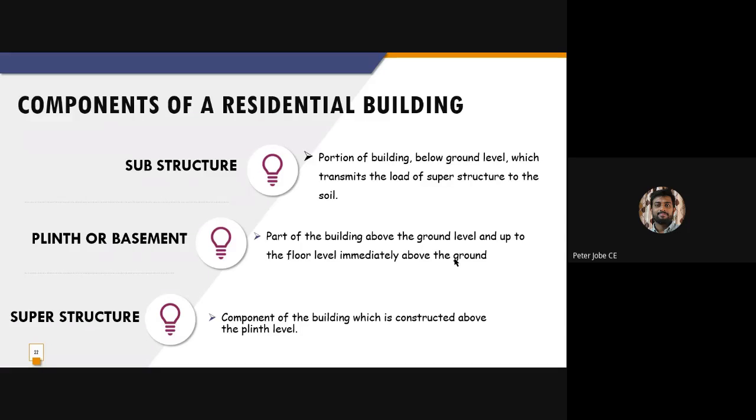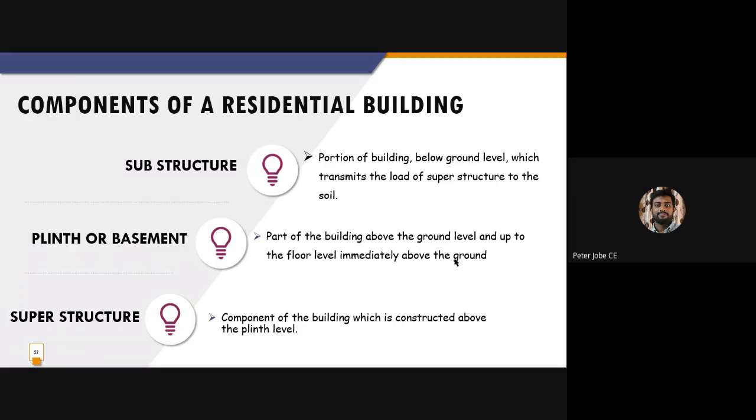If it is below the ground level, it's known as substructure, and if it is above the ground level but not including the walls, it's known as plinth or basement. The next is superstructure. Superstructure is basically whatever is above the plinth level, starting from our walls and going upwards.